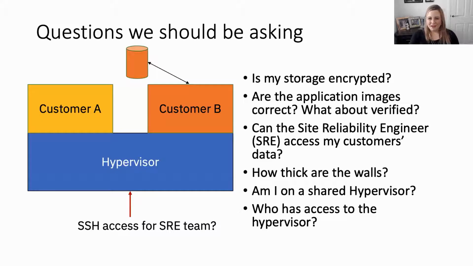What about the applications I'm running, whether I'm customer A or customer B? Those applications that are being deployed, how do I know that they're the exact ones my team wanted deployed? How do I know that they are the tried and tested, been through all the QA, the ones intended for production? Can they be verified? Should they be verified?